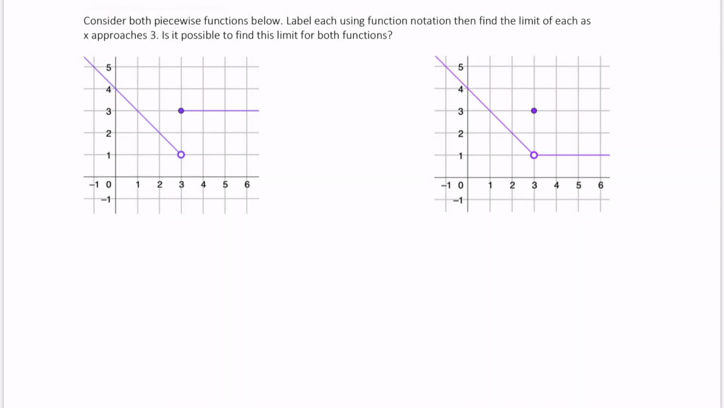Welcome. In this video, I'm going to show you how to use function notation and limit notation from the left and from the right to express the limits of both of these graphs. Well, express them if they exist.